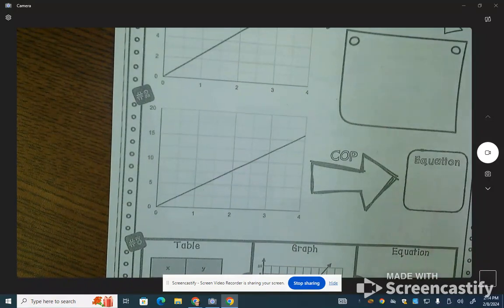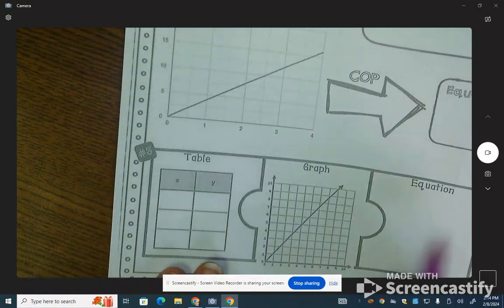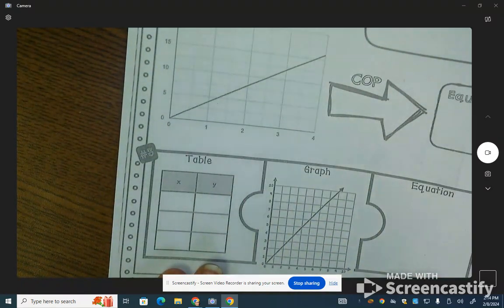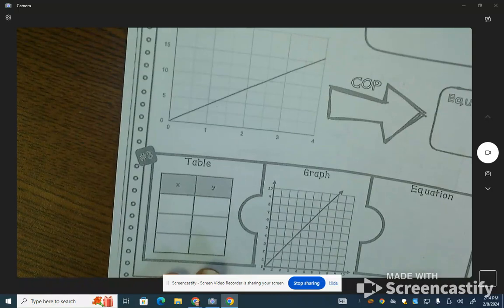You're going to write the equation, and then you're going to make up your own 3 things that match the graph. So you're going to make an entire note paper up on your own. Okay? Thank you, guys. Ask for questions if you need help.